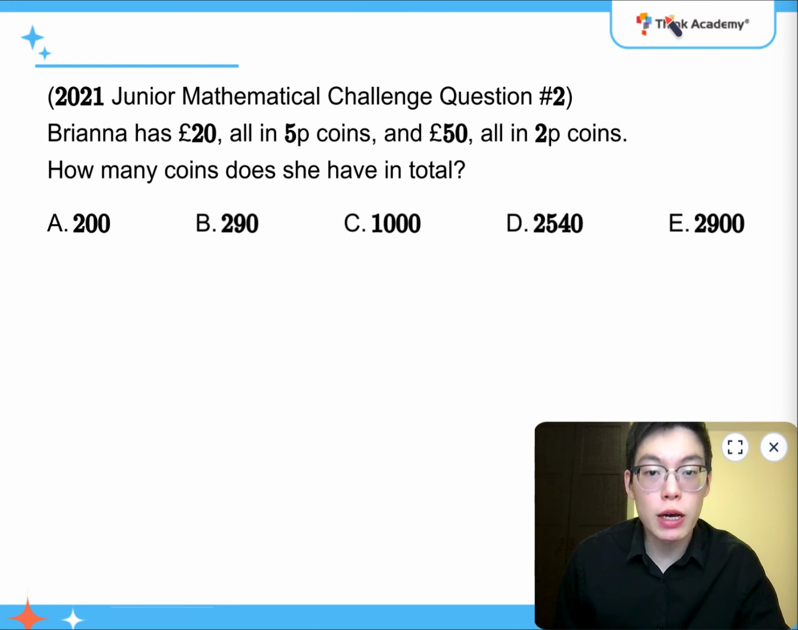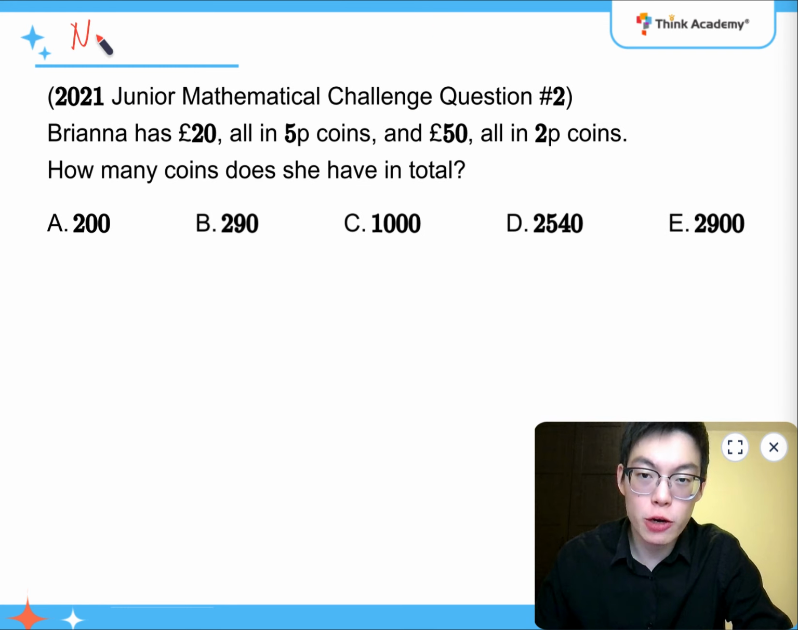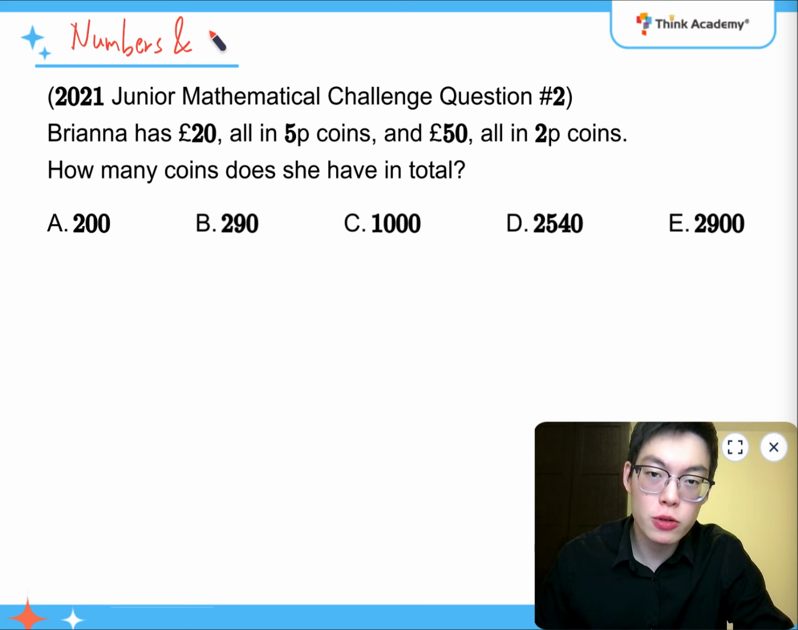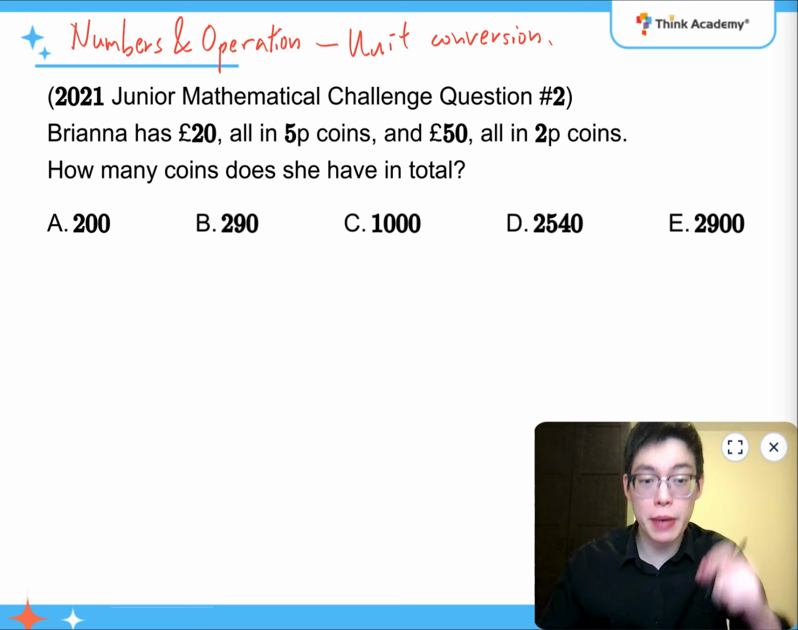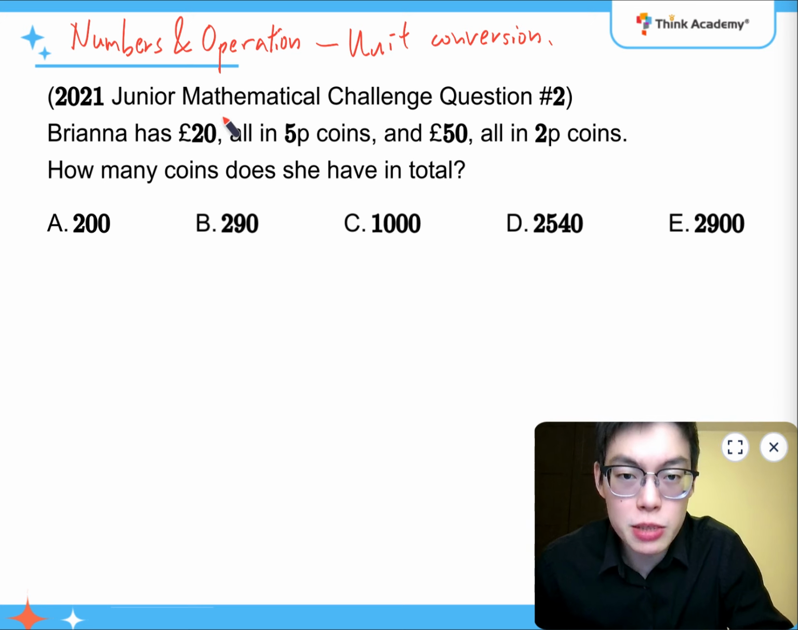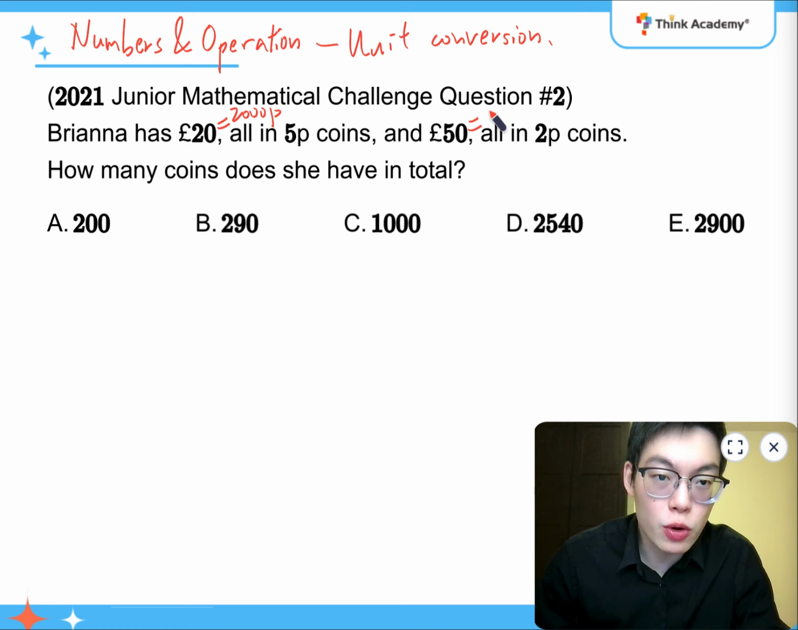The second question. This one is numbers and operations again, and it will be about unit conversions. So what we need to do is to convert these pounds into pence, so we need to be careful of that. 20 pounds is equal to 2,000 pence, and 50 pounds is equal to 5,000 pence.